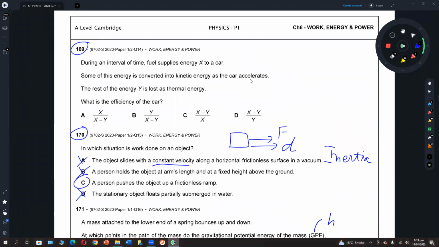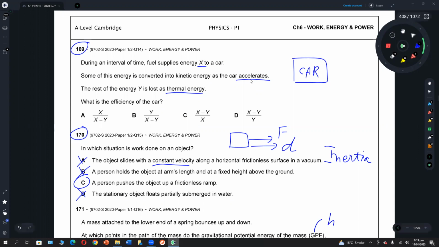169, during an interval of time, fuel supplies energy X to a car. Some of this energy is converted into kinetic energy as the car accelerates. The rest of the energy is lost as thermal energy. What is the efficiency of the car? So this is the car. And you know, efficiency is what? Efficiency is output upon input.